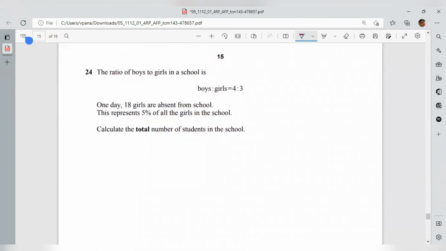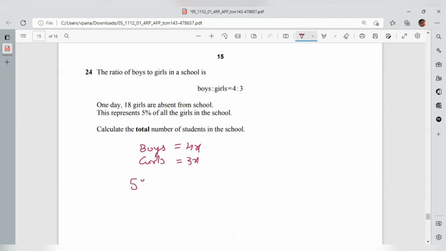The ratio of boys to girls in a school is 4:3. One day 18 girls are absent from the school. This represents 5% of all the girls in the school. Calculate the total number of students in the school. So boys to girls, let us take the number of boys as 4x and the number of girls as 3x, right?